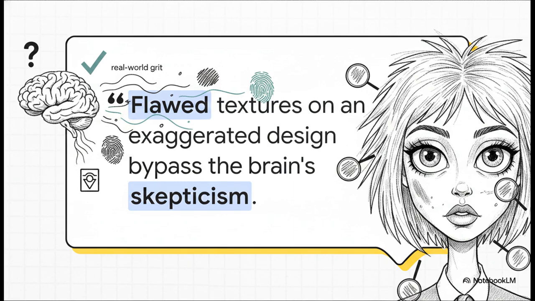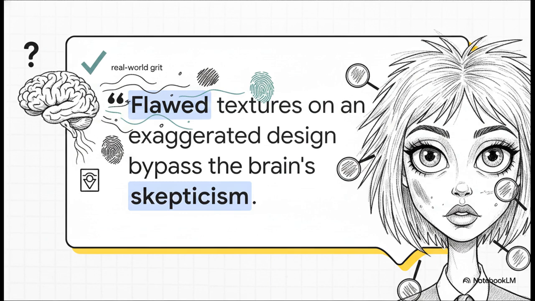Well, to put it simply, by injecting these hyper-realistic, flawed, real-world textures onto a highly exaggerated character design, the creators bypass the brain's skepticism. Think about why that's so crucial. Ava has massive, anatomically impossible eyes and this crazy stylized hair. Your brain should naturally reject her as fake.